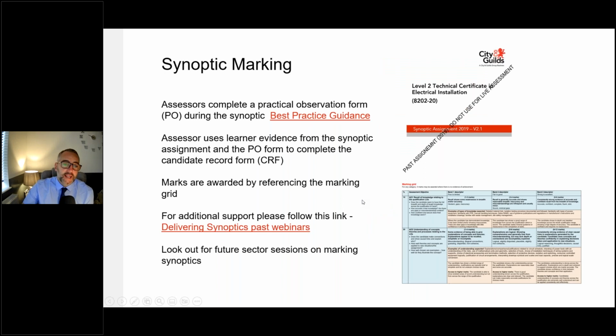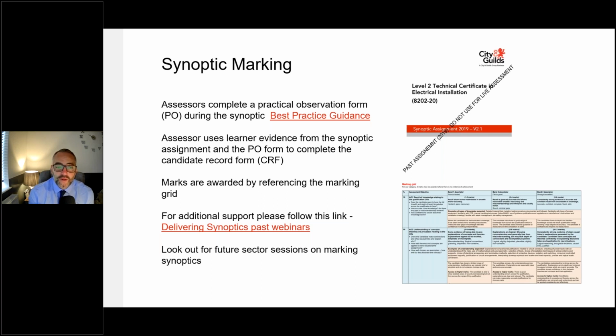So synoptic marking, I said it's completely different. The best way to explain it, I think, is there's several tasks, sometimes 3, 4 or 5, but if we imagine 3 just for the purposes of this description, you'll have a desk-based activity, which is often research or materials lists and so on. You'll then have a practical activity, which is normally completing a product or some form of testing at level 3 usually. And then a third piece, which is usually some type of reflective activity.